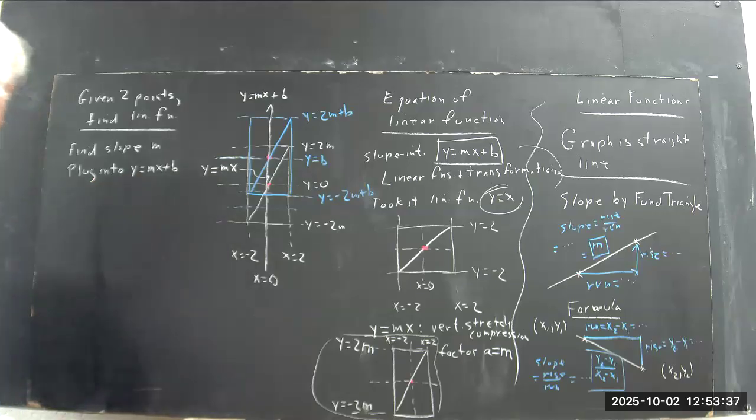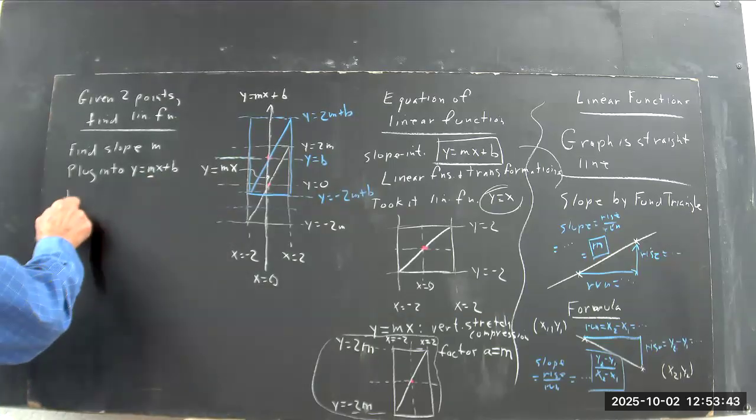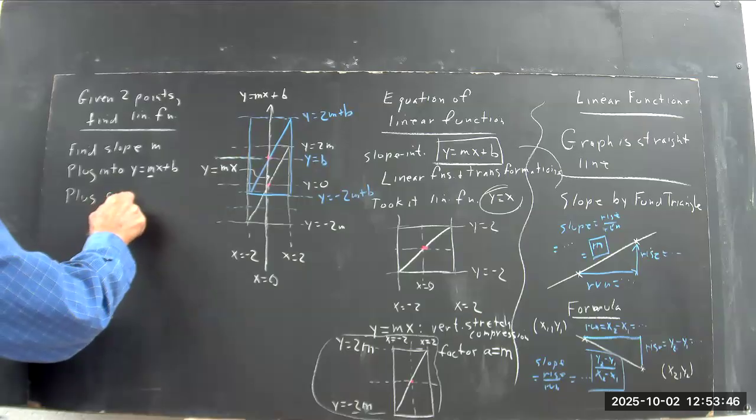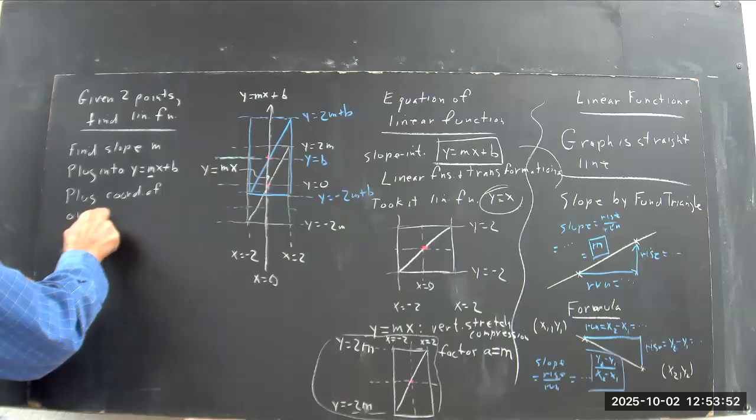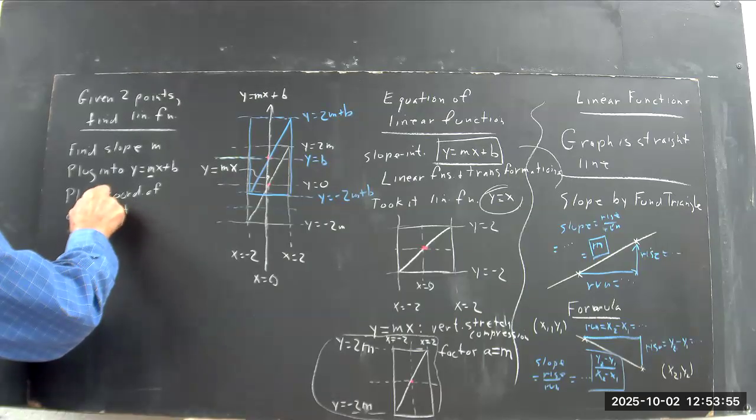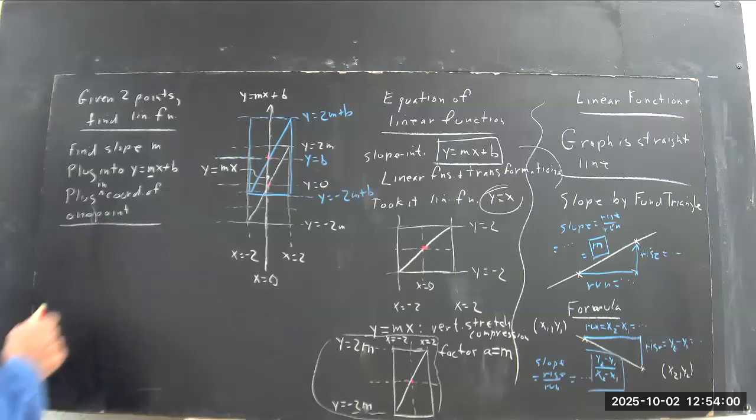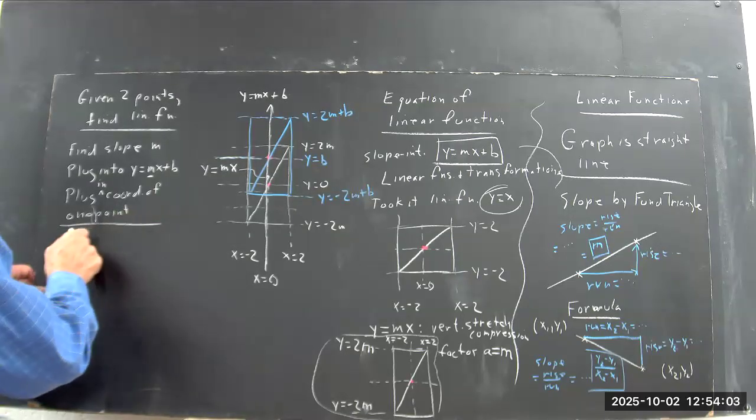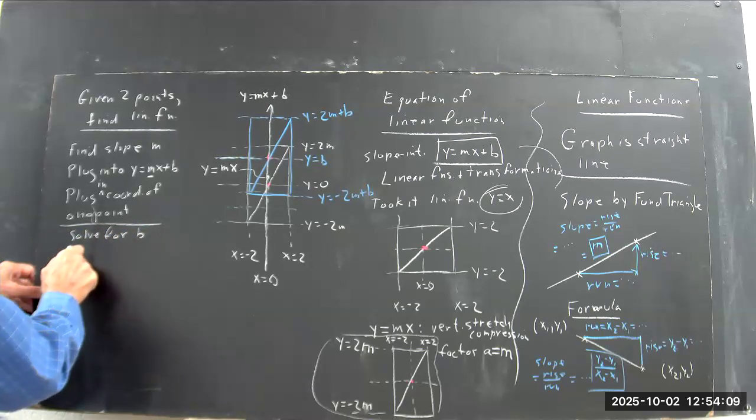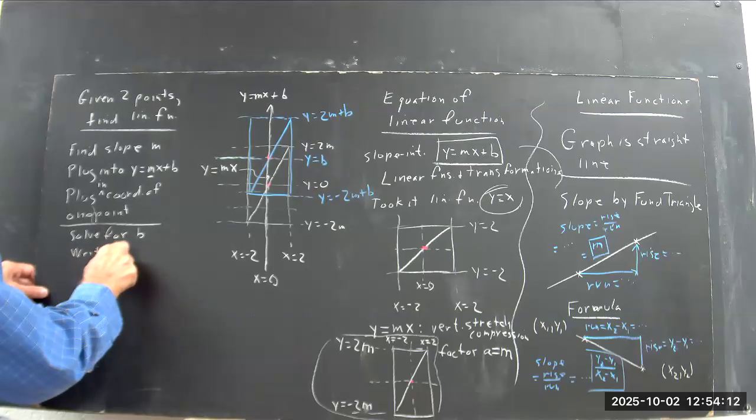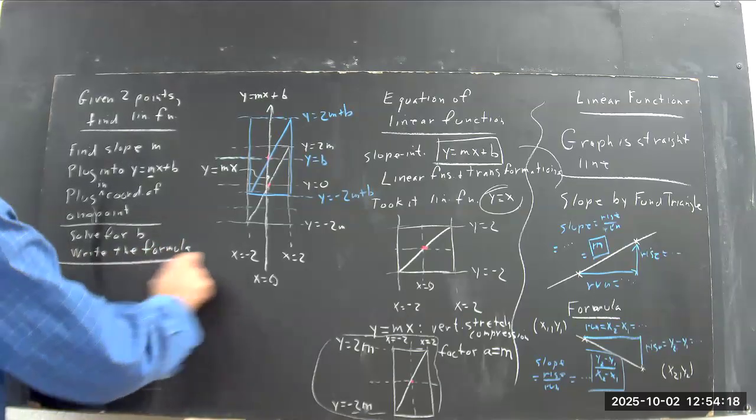But anyhow, you plug into y equals mx plus b. In other words, now you know m. Plug in the coordinates of one point. Solve for b. Write the formula. Example.